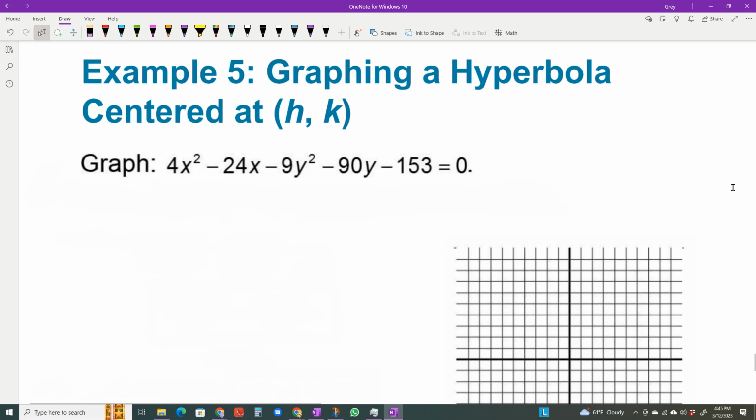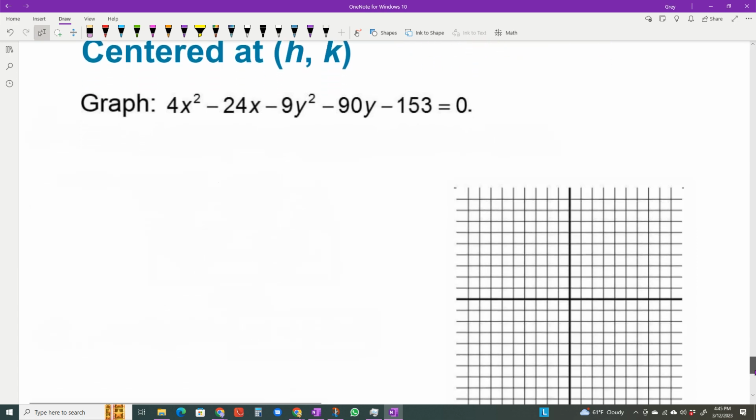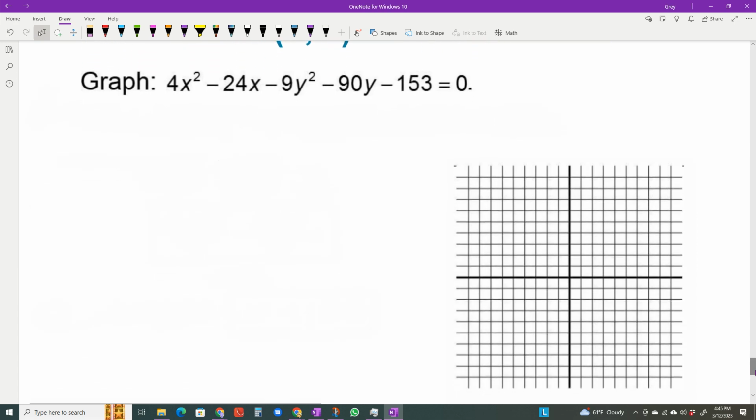This is our last example. And of course, we've got to do the completing the square because you got to know how to do that. So graph 4x squared minus 24x minus 9y squared minus 90y minus 153 equals 0. So we're setting this up. They've already kind of grouped my x's and my y's.